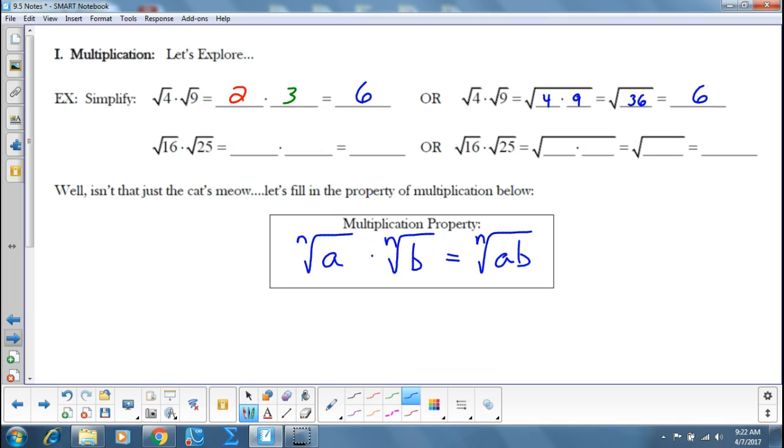Okay? So the square root of 16 is 4. The square root of 25 is 5. 4 times 5 is 20. Okay? Because you might not realize that when I got 16 quarters, I got $4.